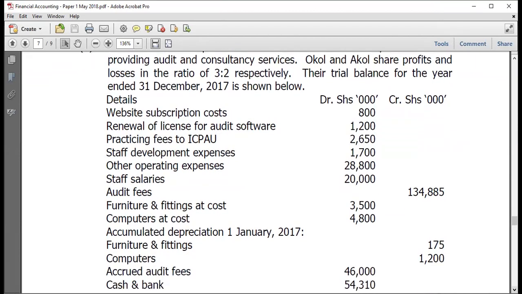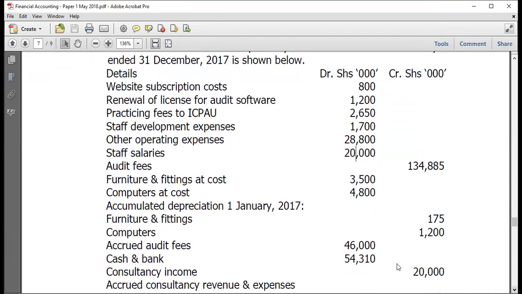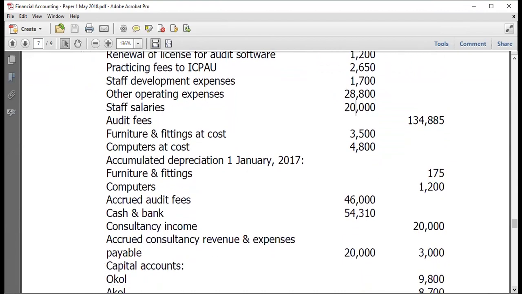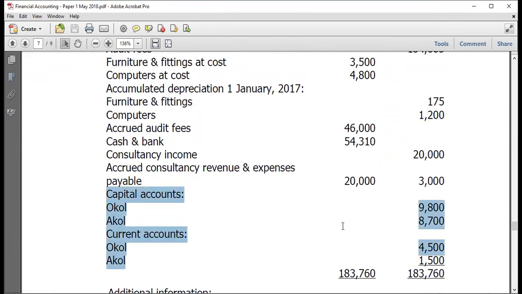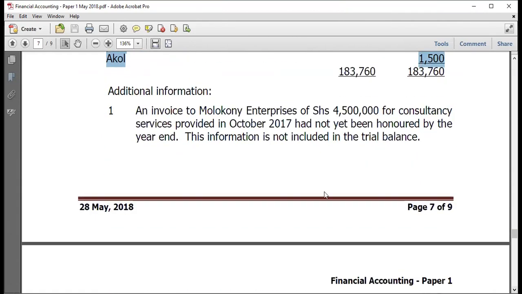The same thing, just like the way you do a P&L for any business. The accruals, furniture and fittings, all those remain the same. The only differences will come here, like we have seen. So they have given you the current and capital account of who? Of ACCA and OCCA. When you're drawing up your current and capital account, you're able to make the respective adjustments. And then they give you the different additional information.